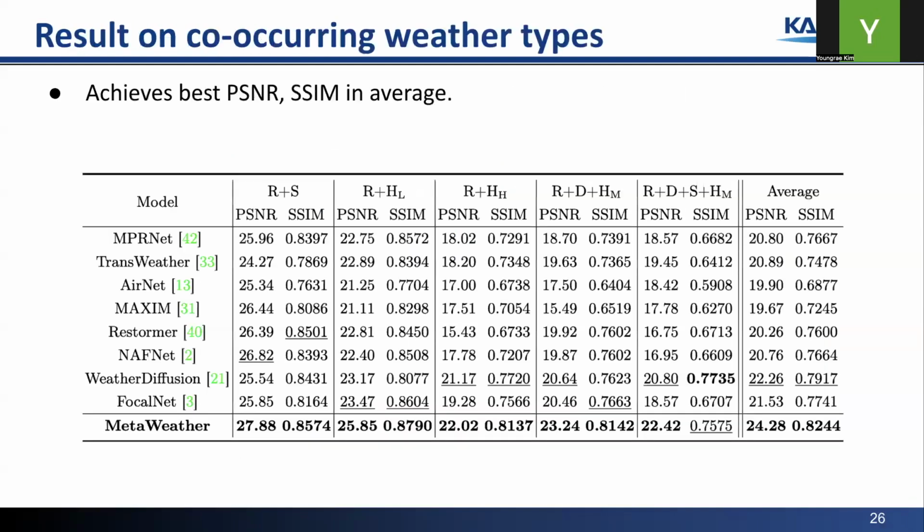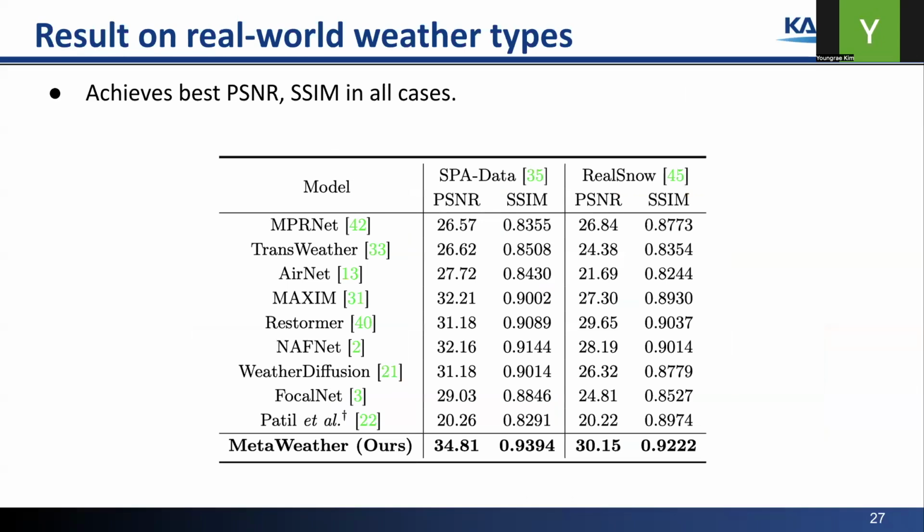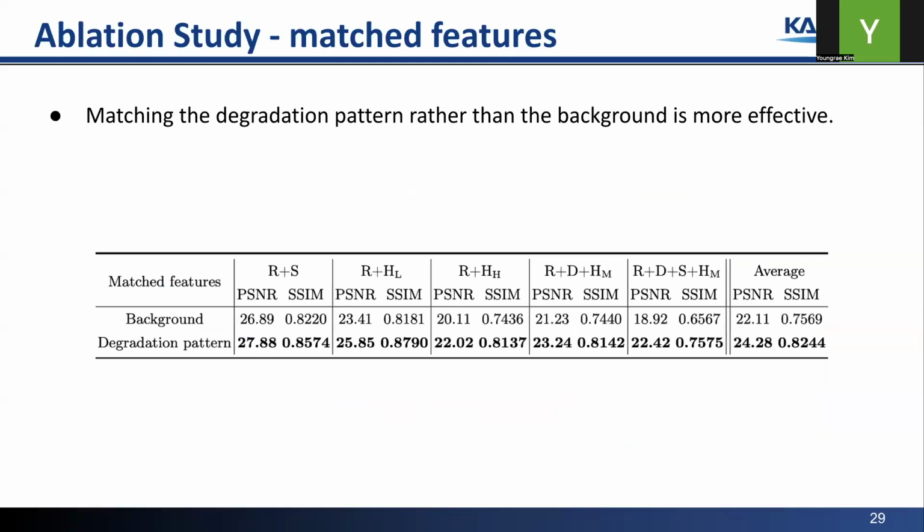The table below shows the results for co-occurring weather types. Our model achieved the highest average PSNR and SSIM. The table below shows the results with real-world data. Our model achieved the highest performance in all cases. Starting from this slide, I will explain the ablation study.